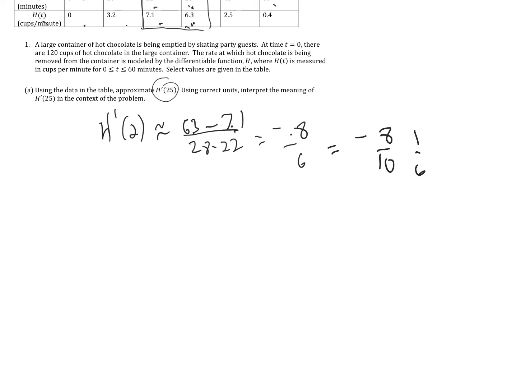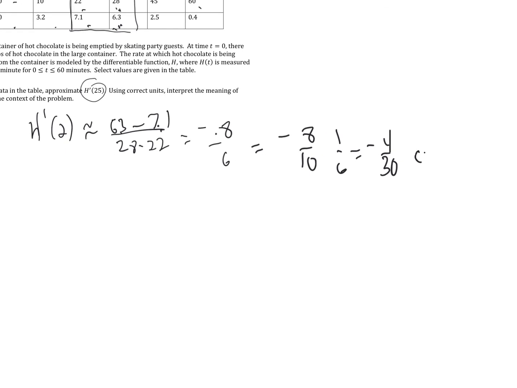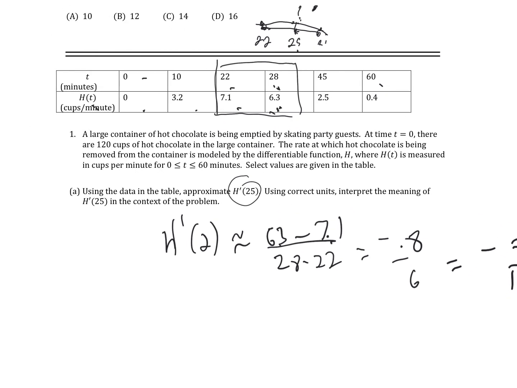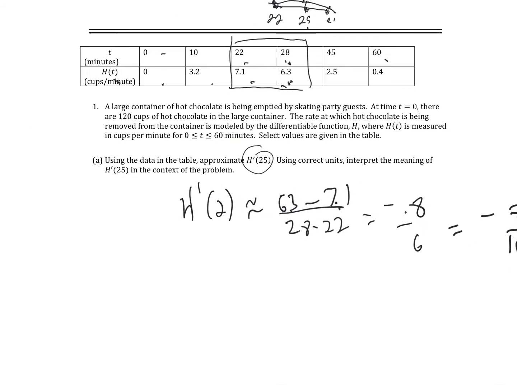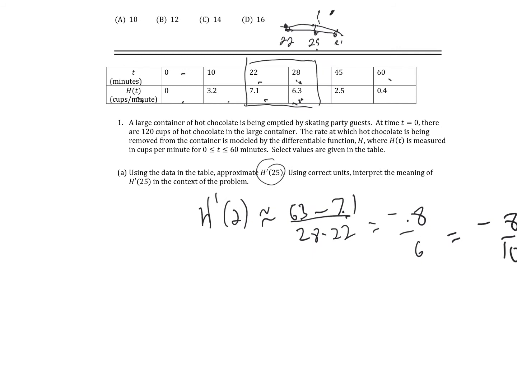So technically you could say that's negative 4/30. But it was a rate, so it was cups per minute. I believe that's what the derivative was, cups per minute. All right, that's A of that.